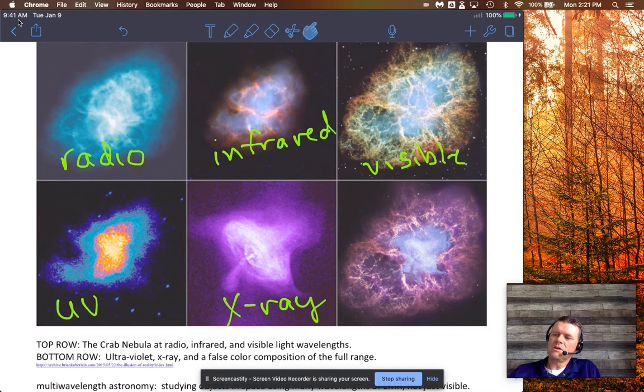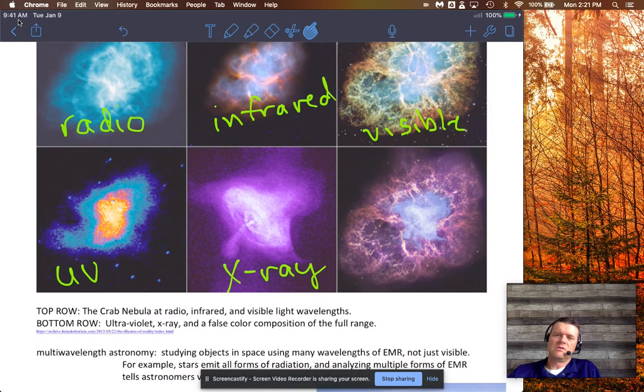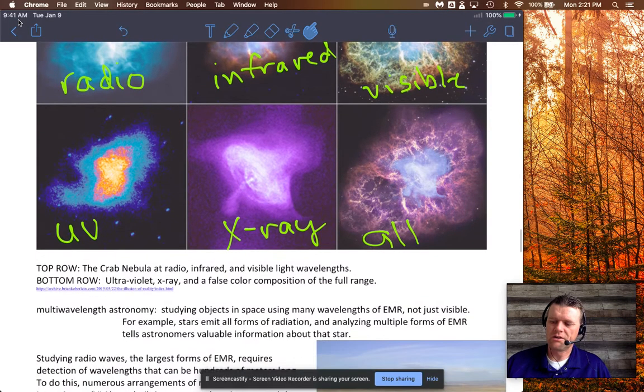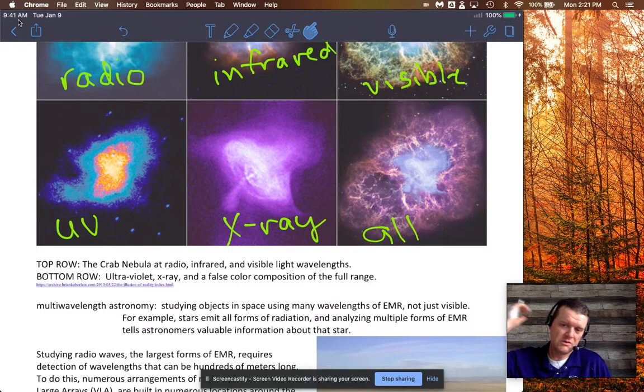And then the very last one here is just all of them combined. So it says a false color composition of all of them put together. And yeah, we can learn a whole bunch of stuff by probing the universe in these different wavelengths of the electromagnetic spectrum. So all that combined is an example of the next term. It's really called multi-wavelength astronomy.